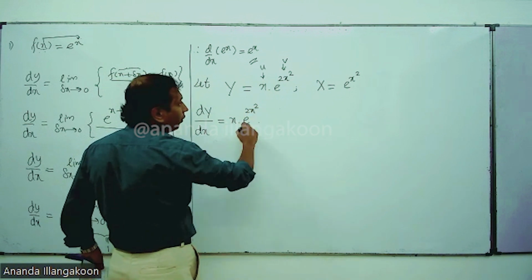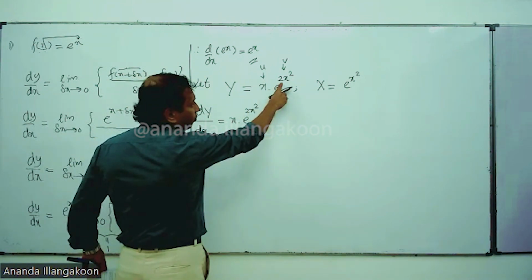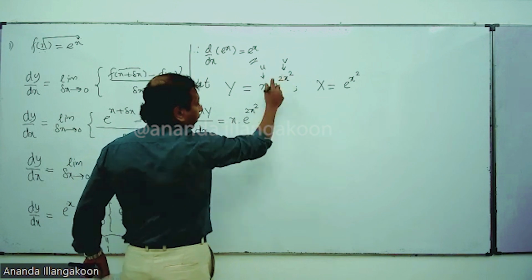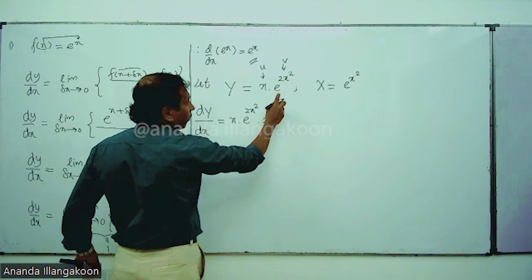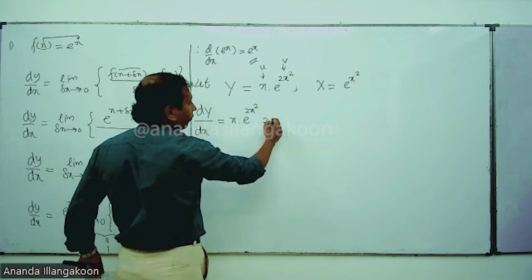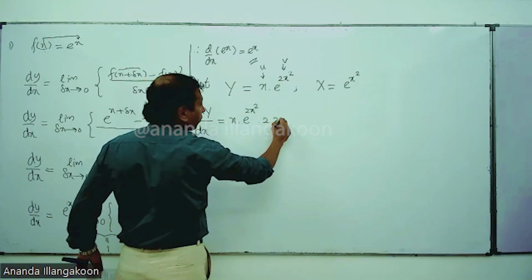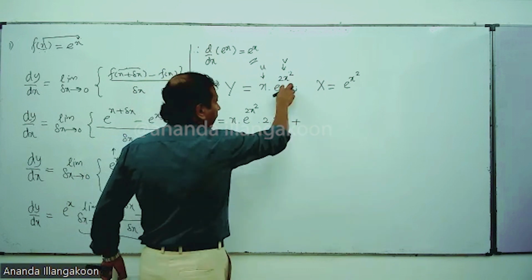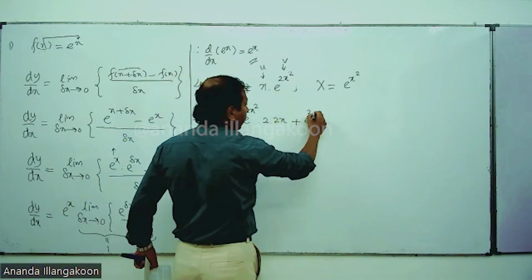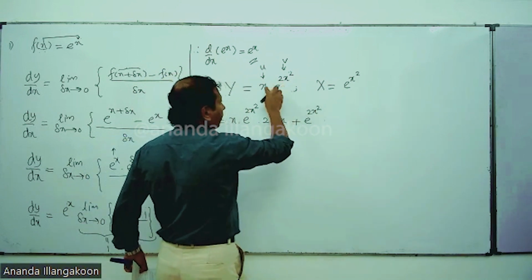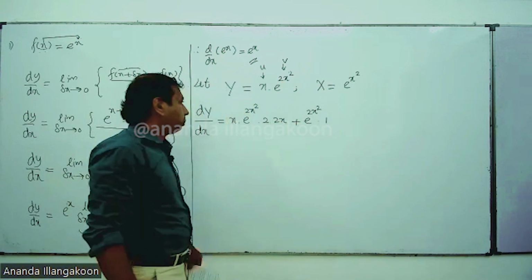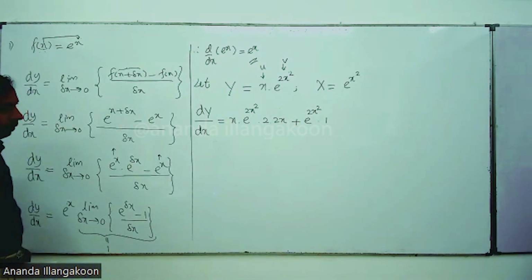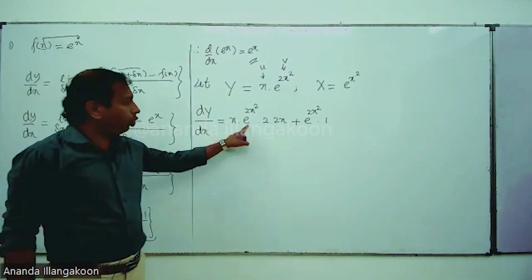Now, we should multiply that by the derivative of this 2x squared. Derivative of 2x squared is what? 2 is kept as the same. Derivative of x squared is 2x. Plus. Now the differentiated function e to the power 2x squared should be kept as the same, multiplied by the derivative of x. It's 1. Understood? Right.